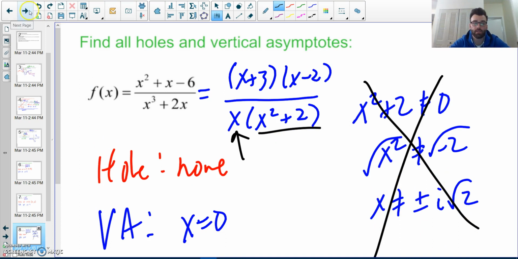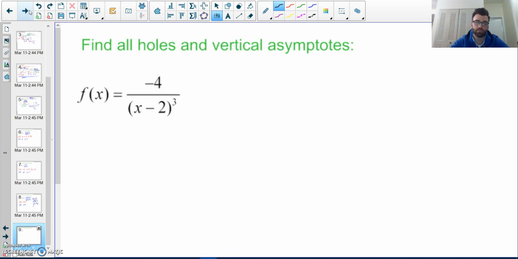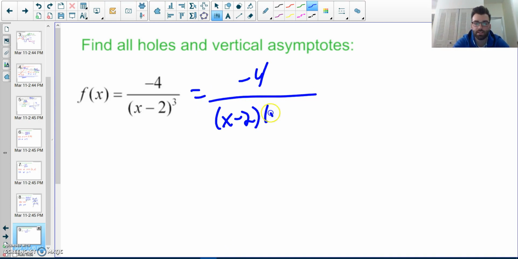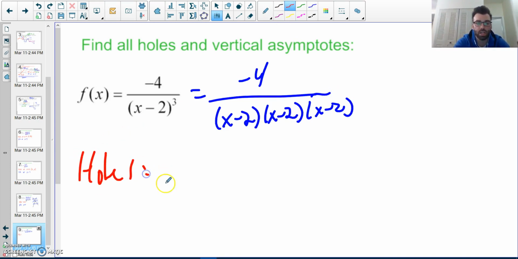All right. Here we go. Let's do this one. Holes, negative 4. Factor first or simplify. I could have this x minus 2. Since it's cubed, it's going to happen 3 times. Is there anything that cancels? Nothing.